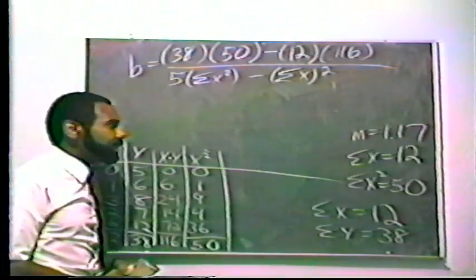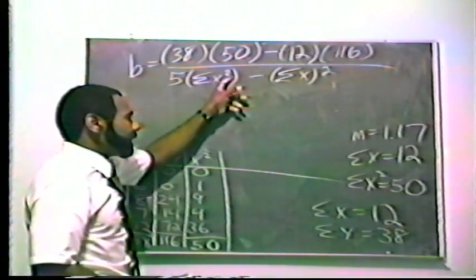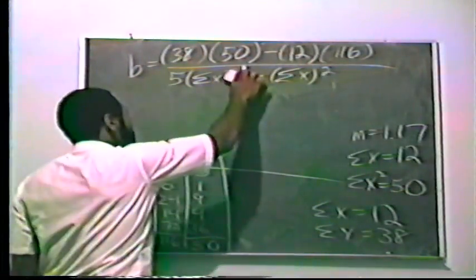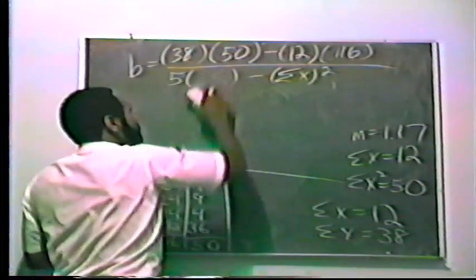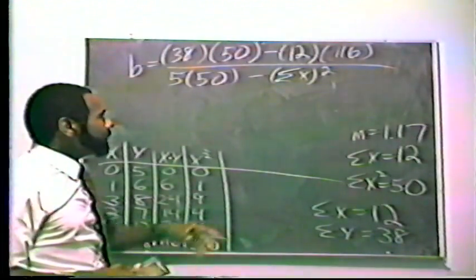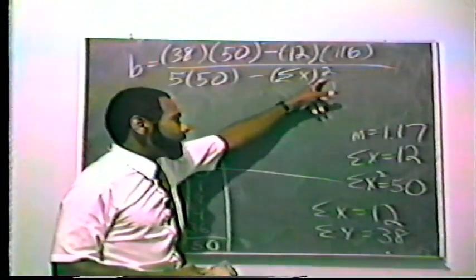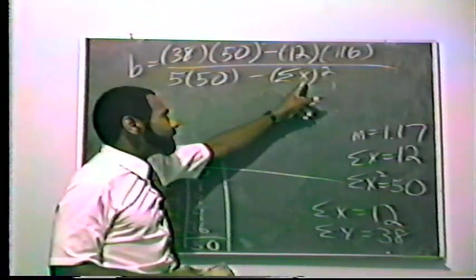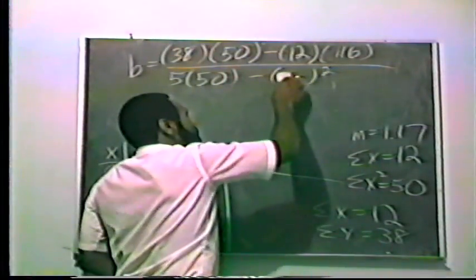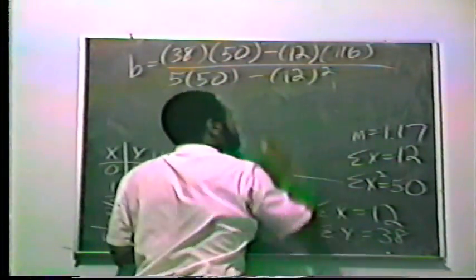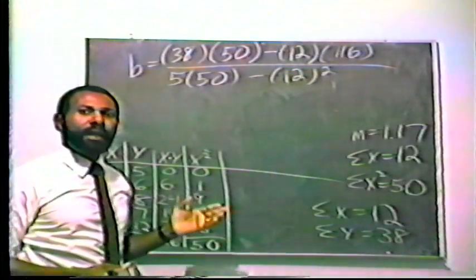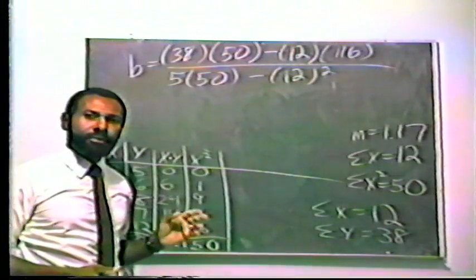The next factor is the summation of x squared. Once again, the summation of x squared is 50. We can erase the summation of x squared, and we can substitute a 50 in its place. Next, we have the summation of x, the quantity squared. We already have the summation of x. The summation of x, we said, was 12, so we can just substitute a 12 there instead of the summation of x. And thus we have all the numbers we need to find the y-intercept of the regression line, the line of best fit.